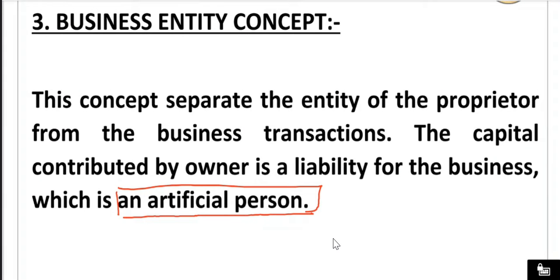Whatever expenditure you are incurring, or whatever transaction you are doing for the business only, that will be recorded in the books of account. So this is called the business entity concept. I will reiterate: your business is always different from your personal affairs. You are one person and the business is a different person.